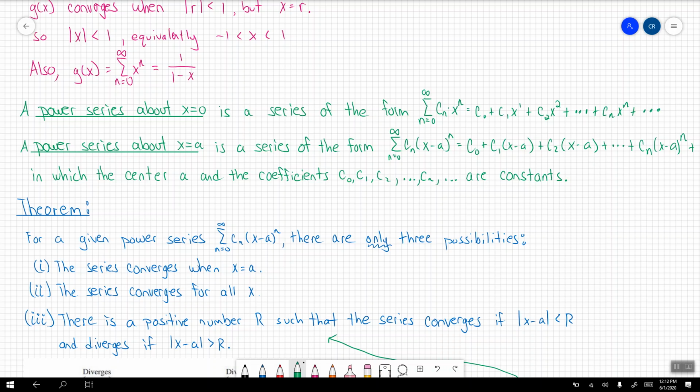And then the last one, and here's that troublesome part. There's a positive number r such that the series converges if the absolute value of x minus a is less than r. In other words, this middle term right in here, this x minus a, what we were calling that common ratio for the geometric series, only converges if it's less than some r value and diverges if it's greater than some r value.